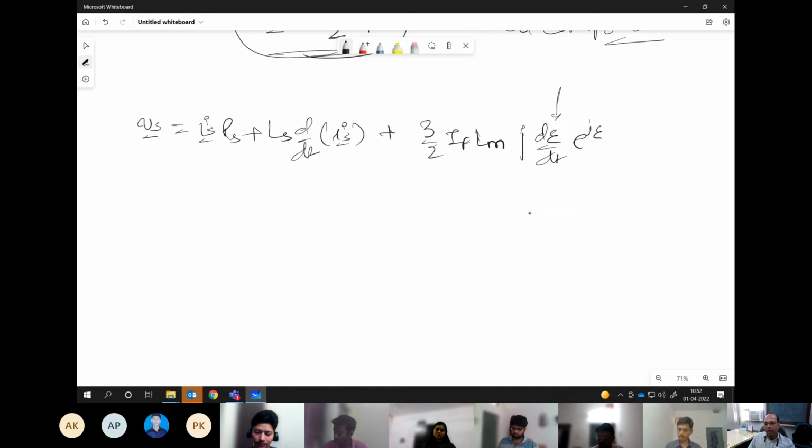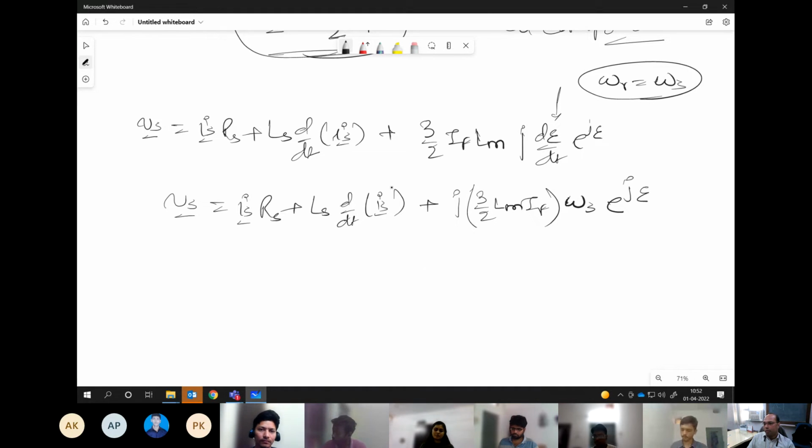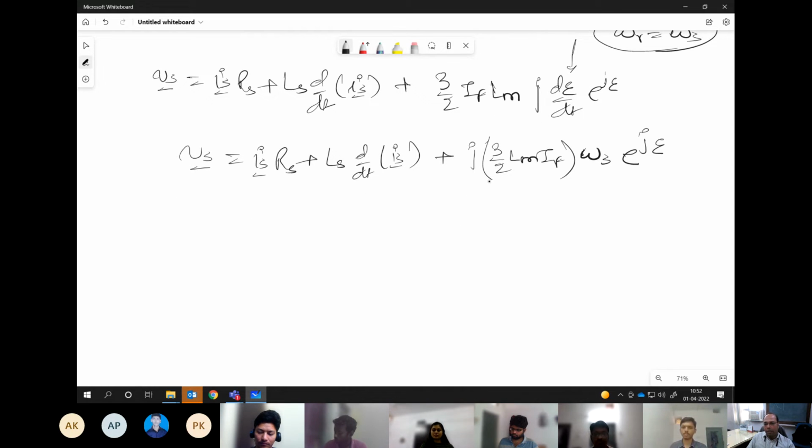We know what this d epsilon by dt is. What is that? Omega. And we know that we are dealing with the synchronous machine, the PMSM. So omega r is basically nothing but omega s. Yes. Correct. So I can write j, and then here 3 by 2 Lm times IF times omega s, and then the unit vector e raised to power j epsilon.